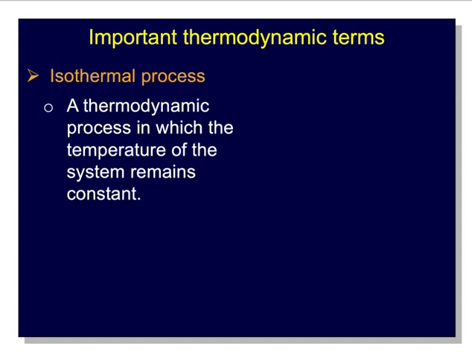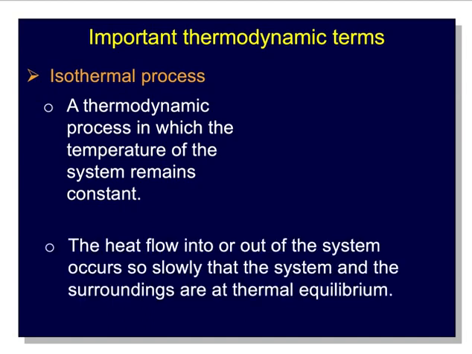How does that happen? Basically, the heat flow into or out of the system occurs so slowly. That means there is a system, there is a surrounding, and there can be energy exchange between system and surrounding, but that happens so slowly that for all practical purposes the system and surroundings are at the same temperature, they are at thermal equilibrium. So such processes are called isothermal processes.